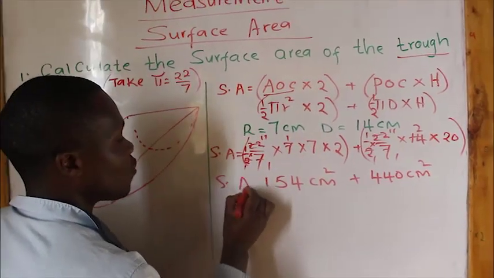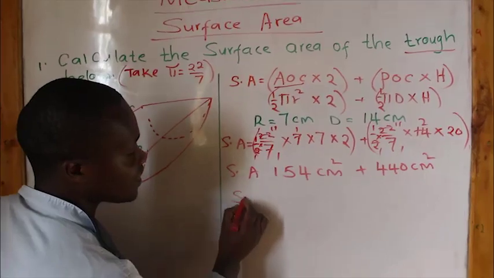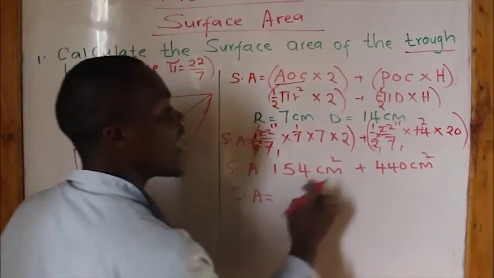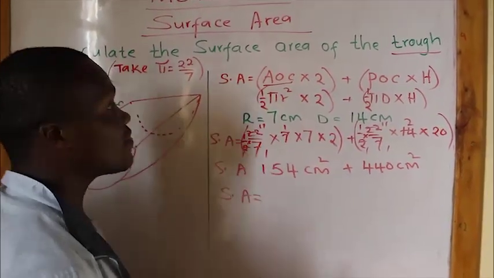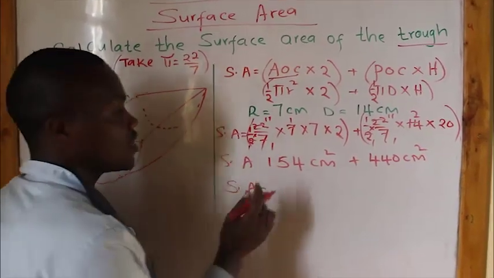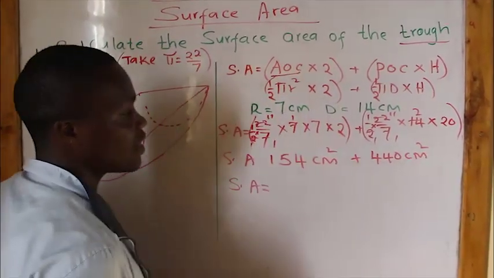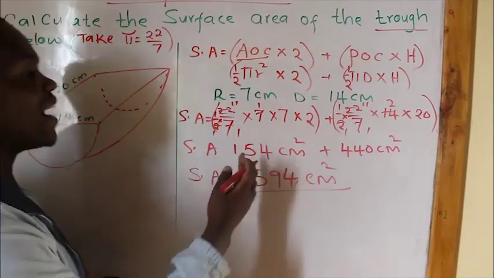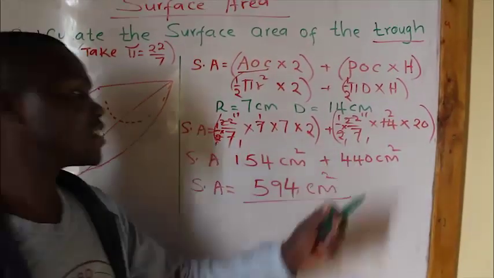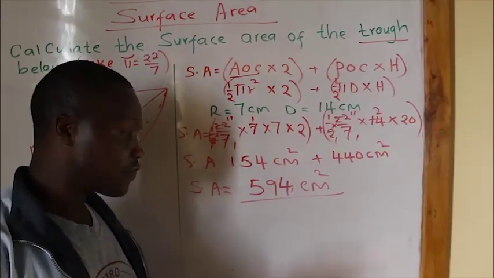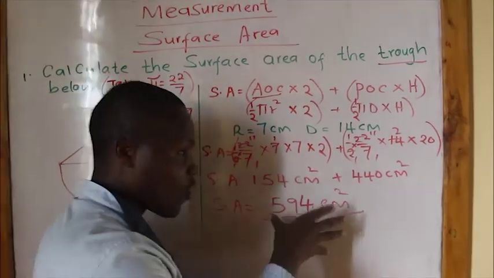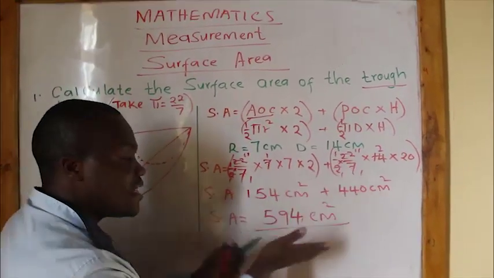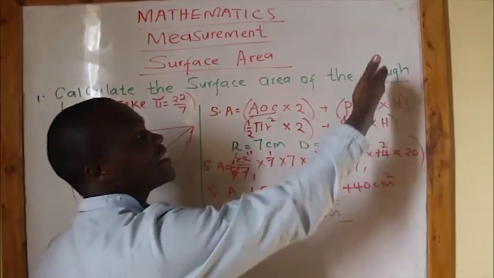So we are now yet to conclude our answer. The surface area now will be, when you add the two, we'll have gotten the surface area of this trough. So 154 plus 440, you get 594 centimeters square. We have now landed here. Why? Because it is a trough.